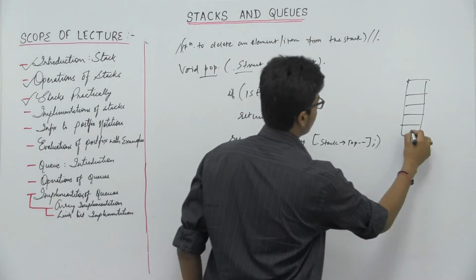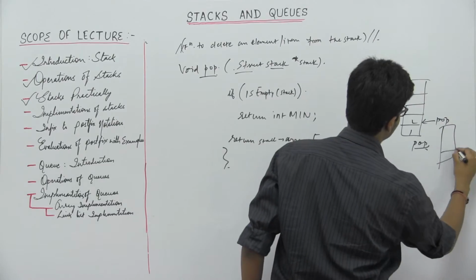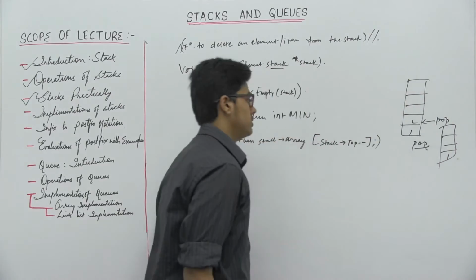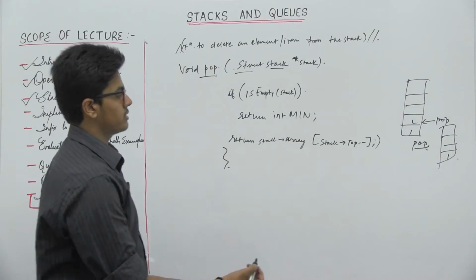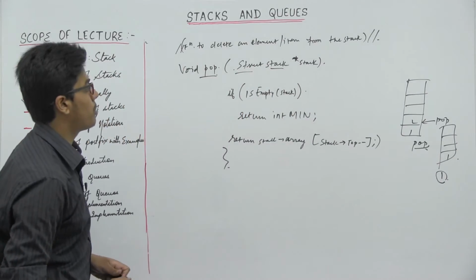Suppose we have 1 2, and 2 will be popped out, so the final stack and the result of this is 1. The same condition happens in the pop operation as well.